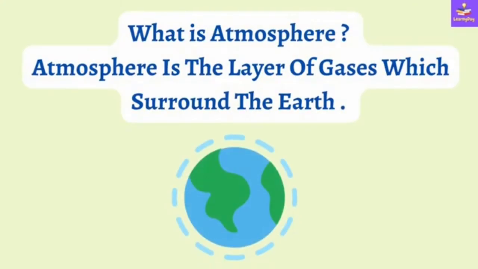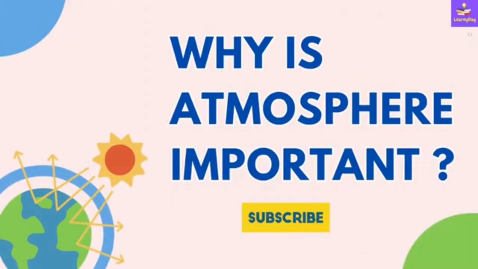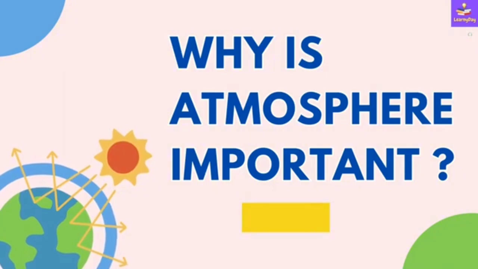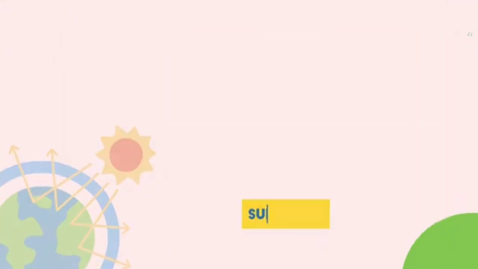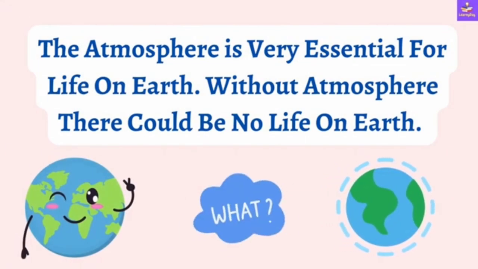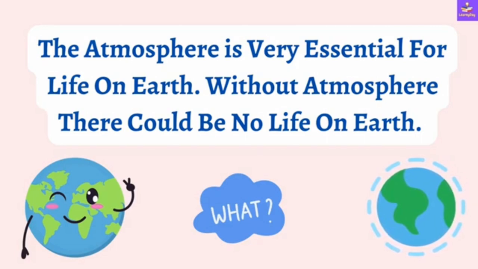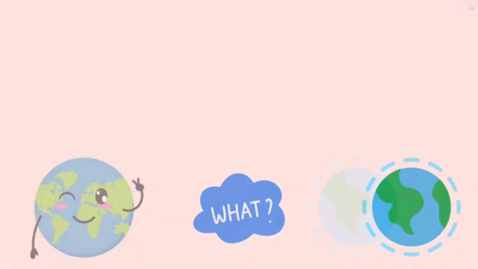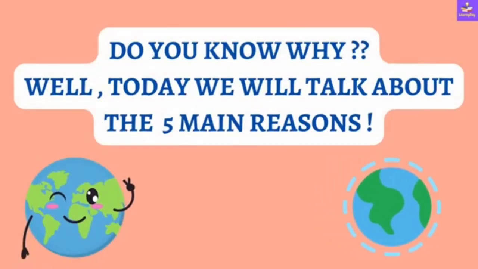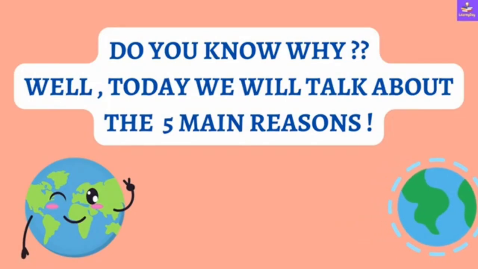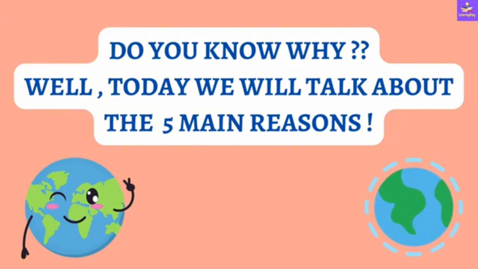What is atmosphere? Atmosphere is the layer of gases which surround the earth. The question is, why is atmosphere important? The atmosphere is very essential for life on earth. Without atmosphere, there could be no life on earth. Do you know why? Well, today we will talk about the 5 main reasons why atmosphere is important.